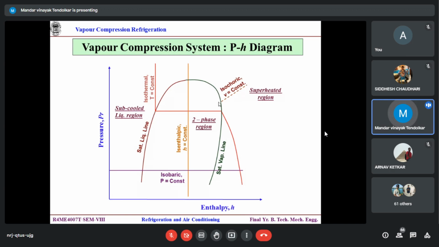Here it is acting more like a gas. Here it is like a liquid. Fine. The slope of the isochoric process, V equal to constant, is lower than that of the isentropic compression process particularly. The slope of the isentropic process is larger, the isochoric process is lower.